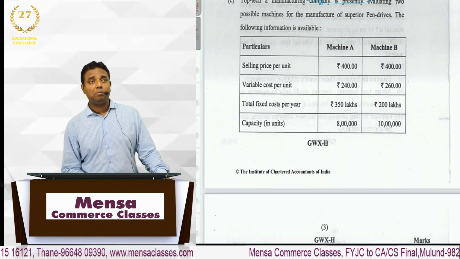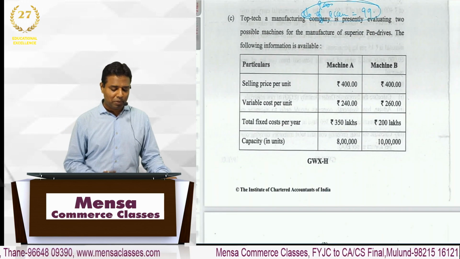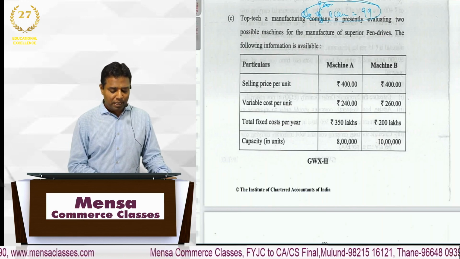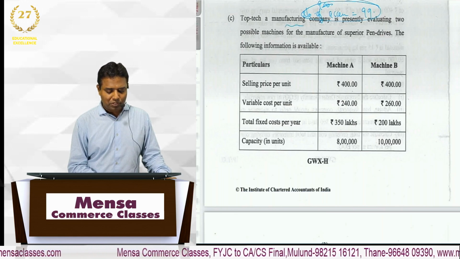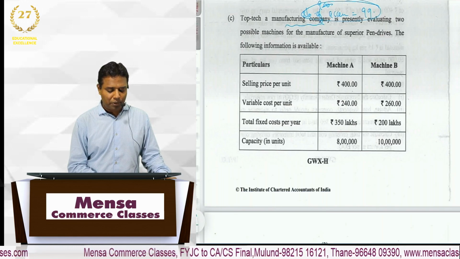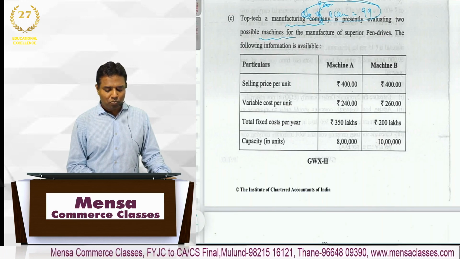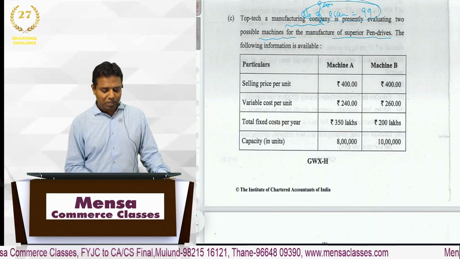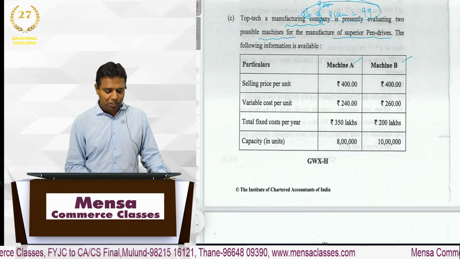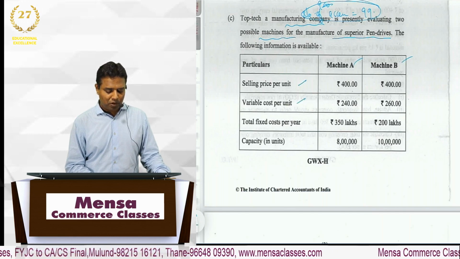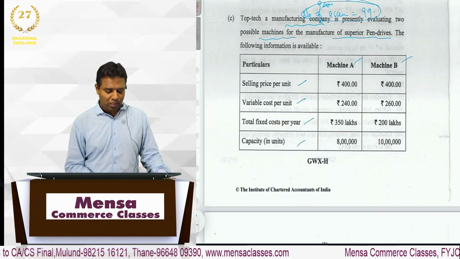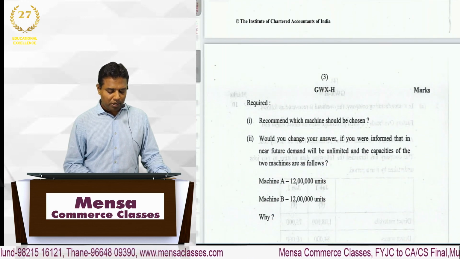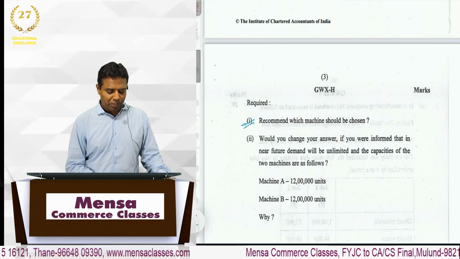That is question number 1C. What does question 1C ask for? Optech, a manufacturing company, is presently evaluating two possible machines for the manufacture of superior pen drives. The following information is available for machine A and machine B: selling price, variable cost per unit, total fixed cost, and capacity. They are asking to recommend which machine should be used.